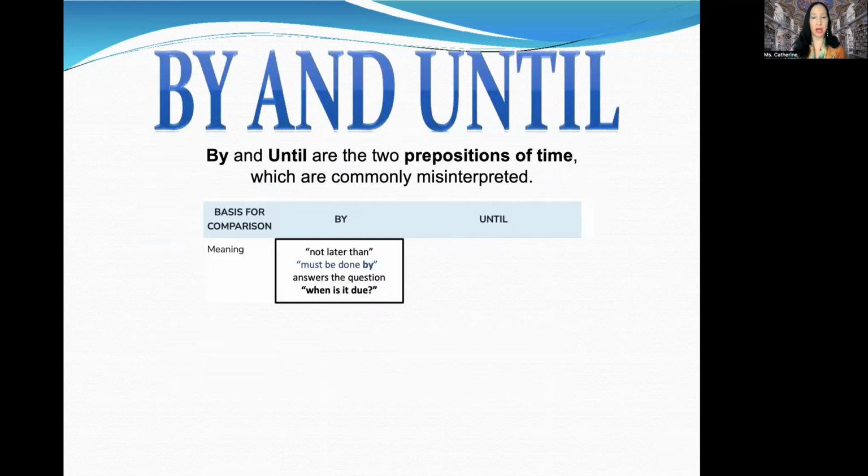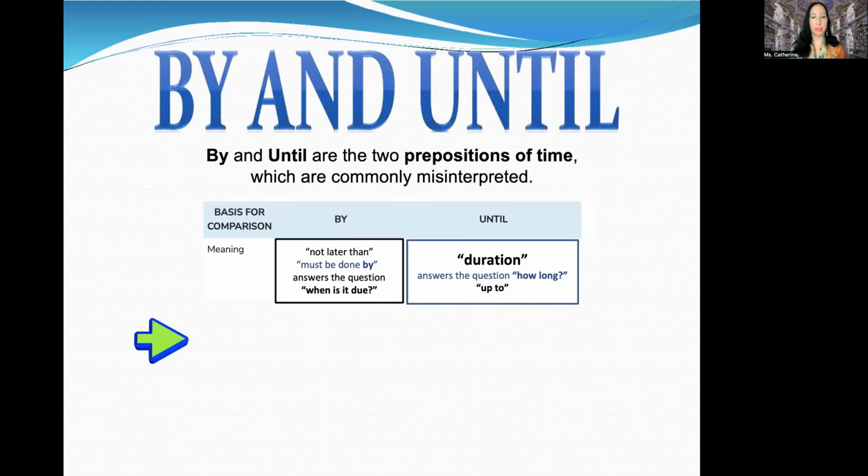So the meaning of by is not later than, or we can say must be done by. It answers the question, when is it due? Until means the duration or for how long. It answers that question of how long. We can also replace until with up to. Okay, so remember, the usage of by is a deadline. The usage of until is the period before the deadline.